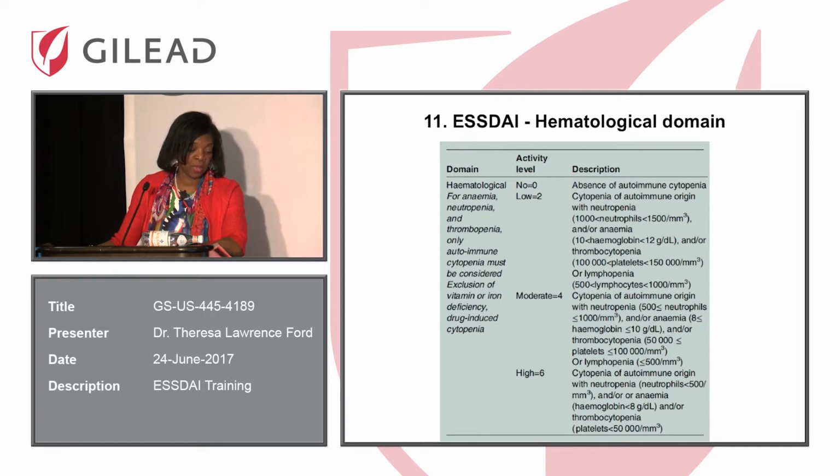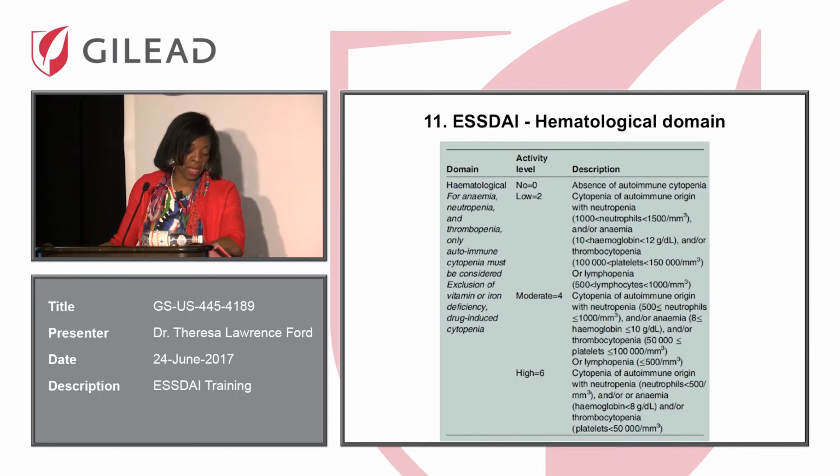Moderate would be cytopenia of autoimmune origin with neutrophils greater than 500 but less than 1,000, and/or anemia, with hemoglobin greater than 8 but less than 10, and/or thrombocytopenia greater than 50,000 but less than 100,000, or lymphopenia greater than or equal to 500.